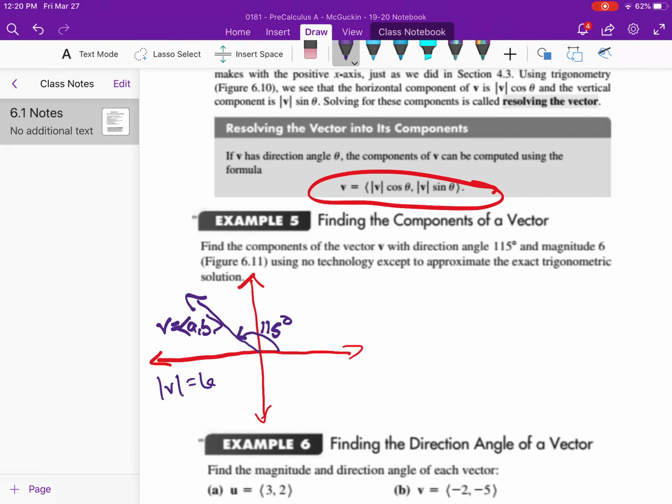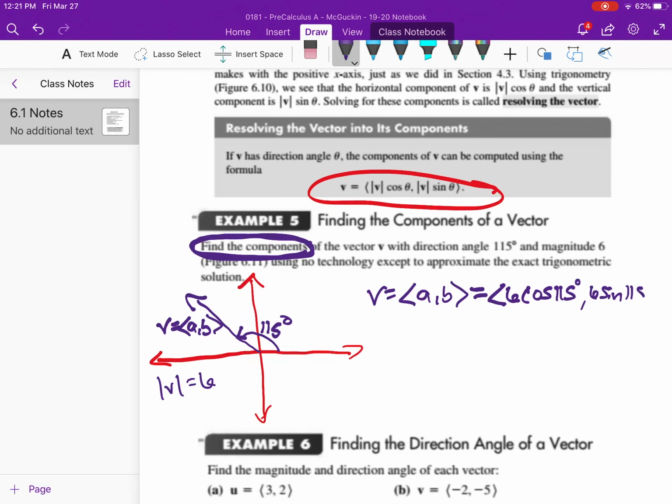It says to use no technology, so not using any graphing calculators, except maybe to approximate the exact trig functions. So let's find these horizontal and vertical components. When it says find the components, it's asking for those horizontal and vertical components of our vector. If the vector is equal to the components a comma b, then since we have a magnitude of 6, this vector can be rewritten as 6 times the cosine of 115 degrees, comma 6 times the sine of 115 degrees.